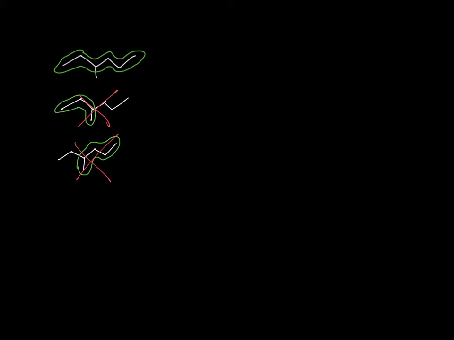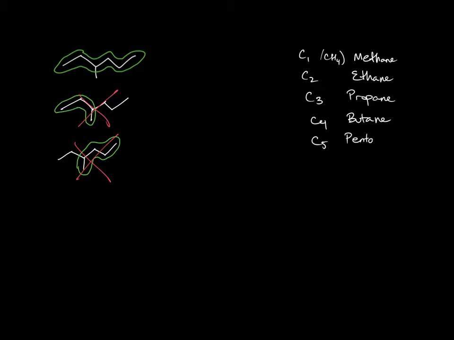In order, the carbon chains are: 1 carbon, which would just be CH4, is known as methane. 2 carbons is ethane. 3 carbons is propane. 4 carbons is butane. 5 carbons is pentane. These hopefully ring a bell since they were included in the video that we had previously on Introduction to Functional Groups. 6 carbons is hexane.